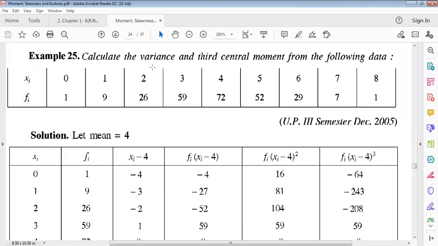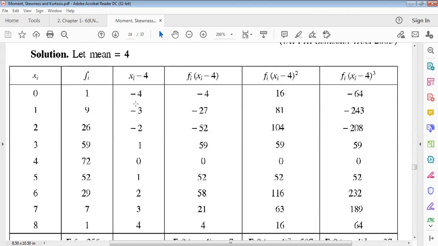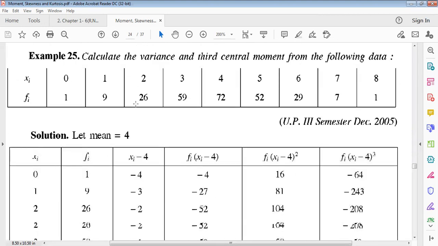Okay, to calculate the variance and the third central moment from the following data. Actually, to find out the central moment, first of all you have to find out the raw moment. Central moments means what? Corrected moments. Central moments means moments about the mean, the arithmetic mean. So first of all, you have to find out the variance and third central moment from the following data. This is the discrete data or ungrouped data.